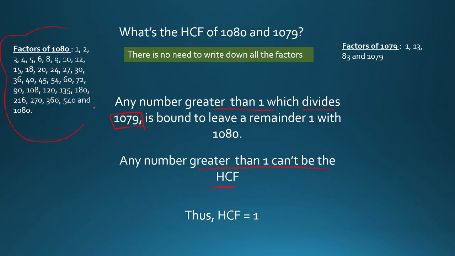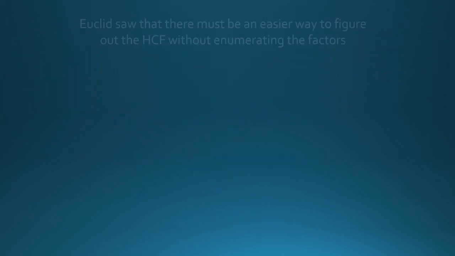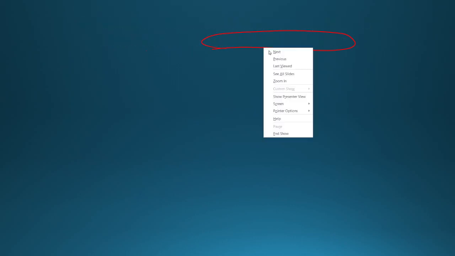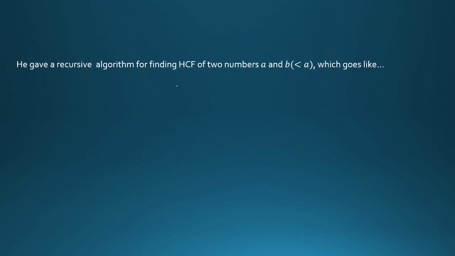So writing down the factors and from there figuring out the highest common factor is not what you would do when you have less time, right? So Euclid saw all this and he figured out a very easy way to figure out HCF, in which you wouldn't have to write down all the factors. And what was his algorithm, which is called Euclid's division algorithm? His algorithm is a recursive algorithm. You will have to follow some steps again and again.